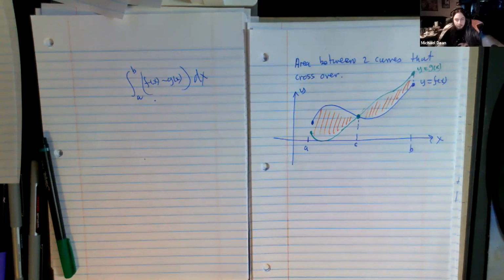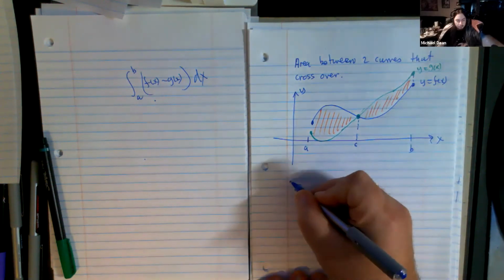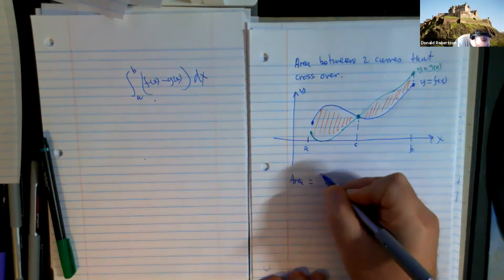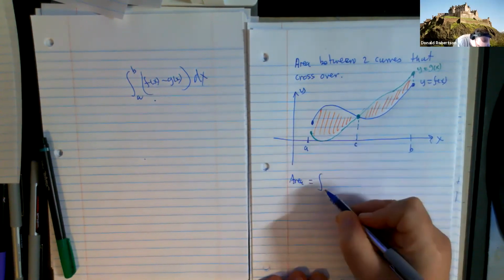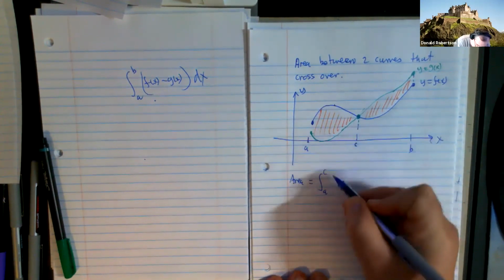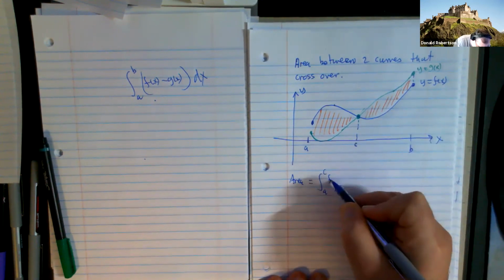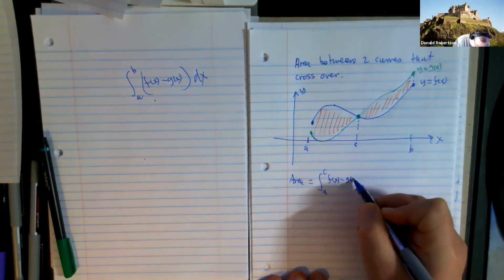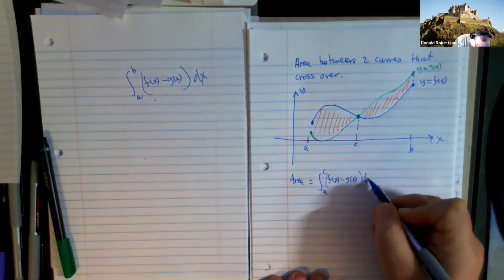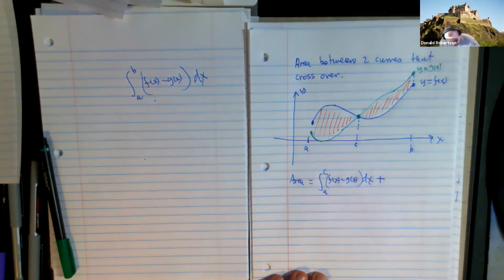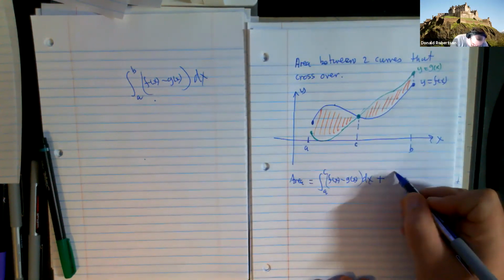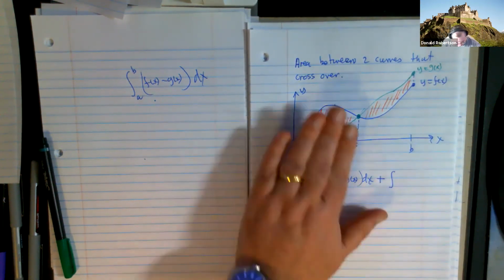Two different equations. Sounds like a plan. So I'll do the first one from A to C. Blue guy, which I'm calling f of x, take away g of x. Add. So what's the second piece going to be? How would we get its area? From C to B.